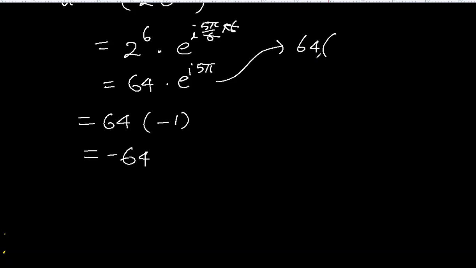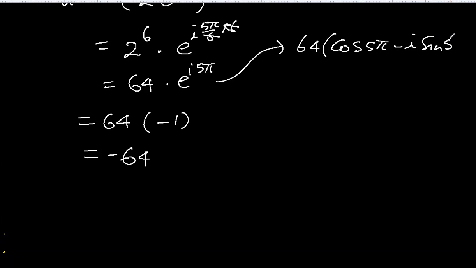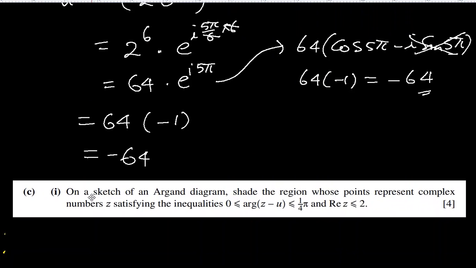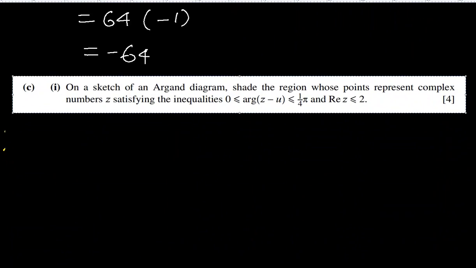64 and convert this into cos 5 pi plus i sine 5 pi format. Sine 5 pi is 0, so this becomes 0, and cos 5 pi is -1. 64 times -1, again -64. Okay, next part.